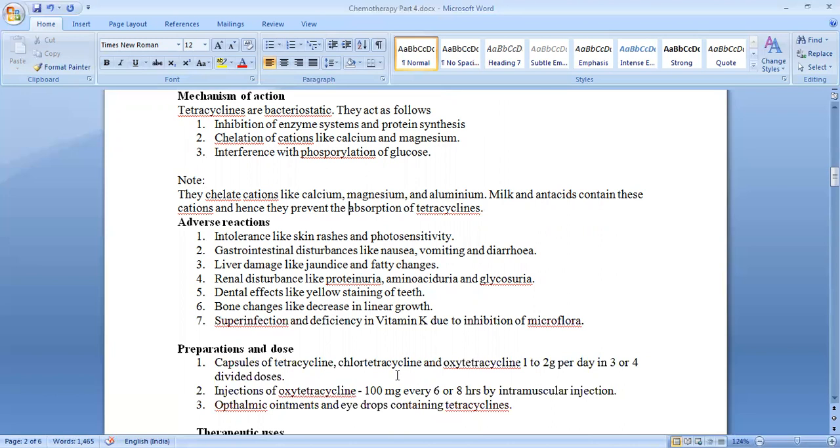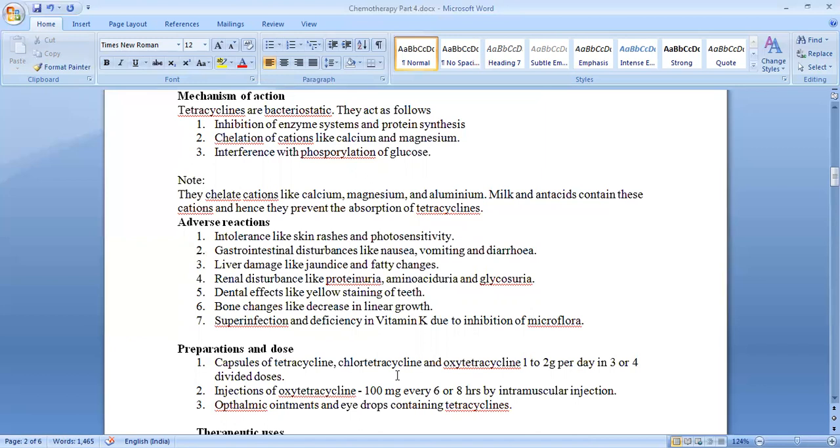So they cause adverse reactions like skin rashes, intolerance, and gastrointestinal disturbance. Then liver damage can be caused, because of which the person may have jaundice. Then there can be some disturbance of renal function, kidney function will be affected. And very commonly it has been found that tetracycline binds to the calcium which is there in the teeth, and because of that the teeth will get stained yellow in color.